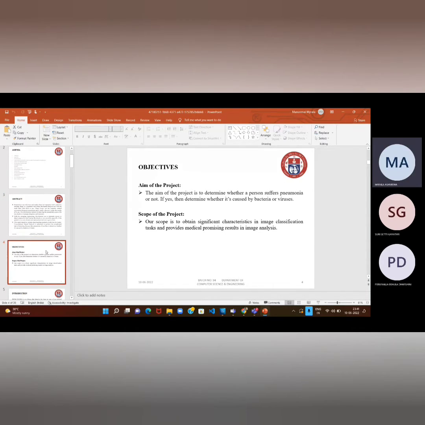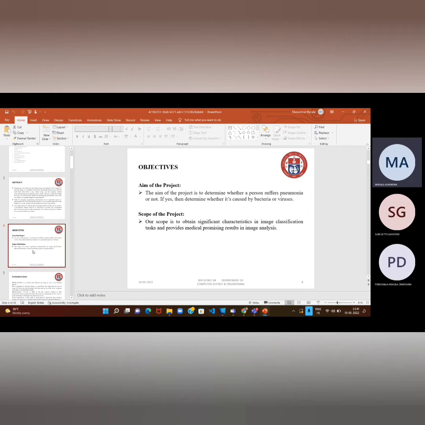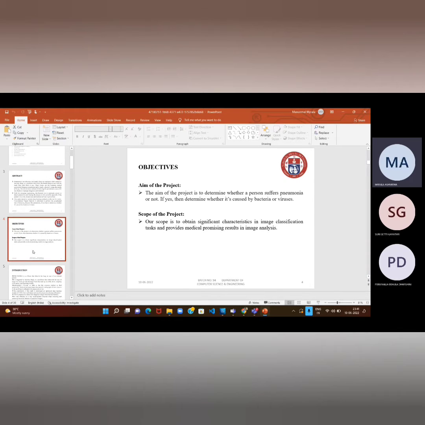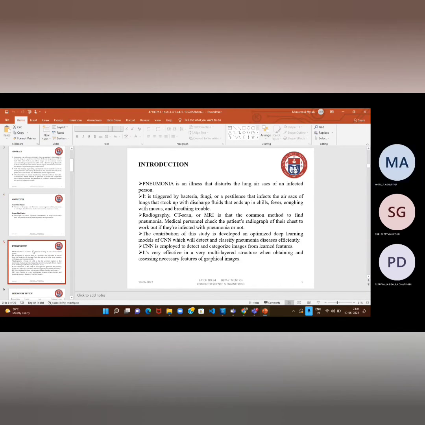So the aim of our project is to determine whether a person suffers from pneumonia or not. If yes, it determines whether it is caused by bacteria or virus. Our scope is to obtain significant characteristics in image classification tasks and provide medically promising results in image analysis.